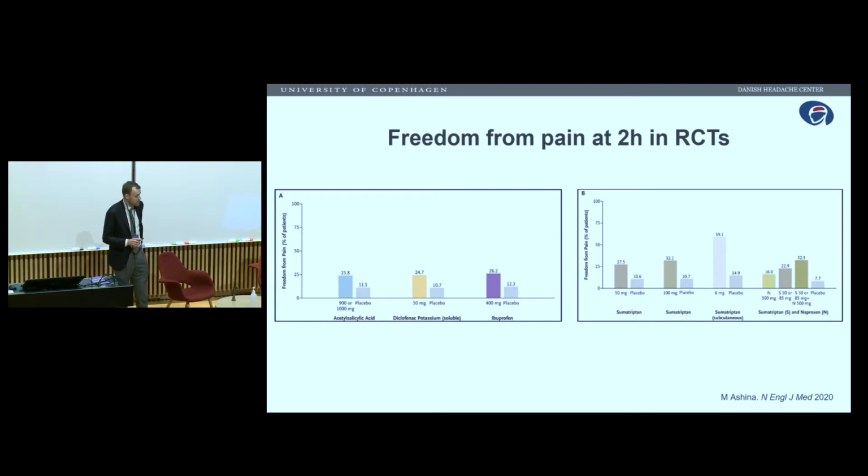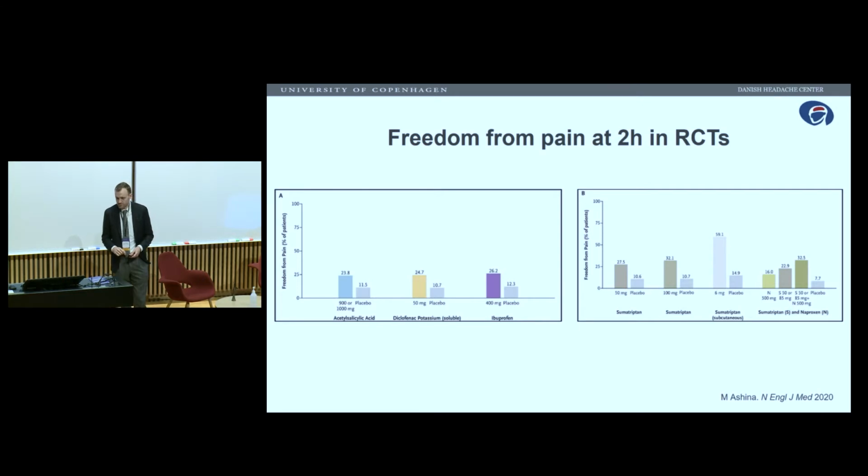So you see the first line treatments in the first panel there, panel A, with aspirin compared to placebo, diclofenac compared to placebo, ibuprofen compared to placebo, with a proportion of patients saying they were pain-free at 2 hours somewhere around 25%, compared to a placebo rate between 10 and 12%. So they do work to some extent, the first-line treatments. Acetaminophen is not on this panel, but in some of the same Cochrane reviews, it has an effect in around 20% of patients compared to placebo.